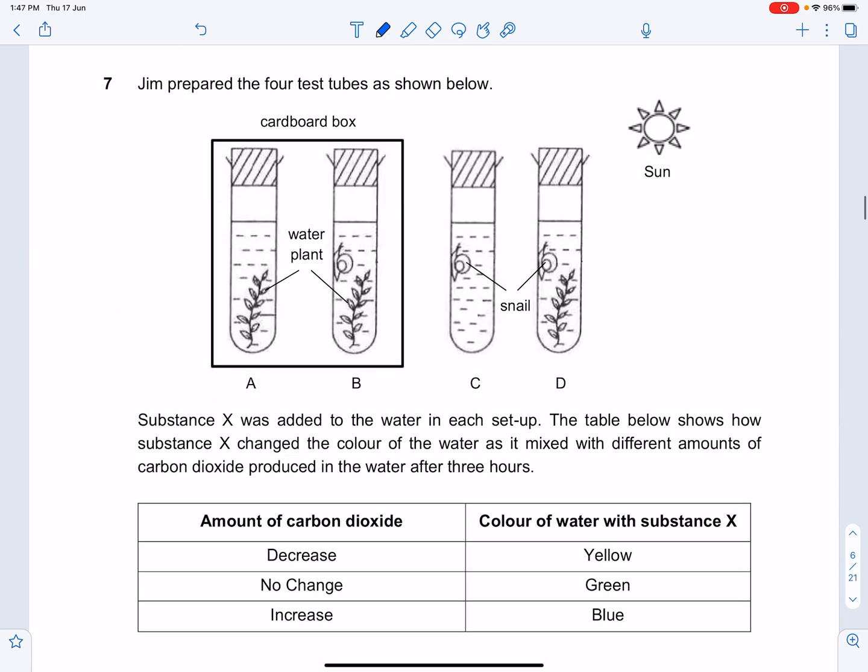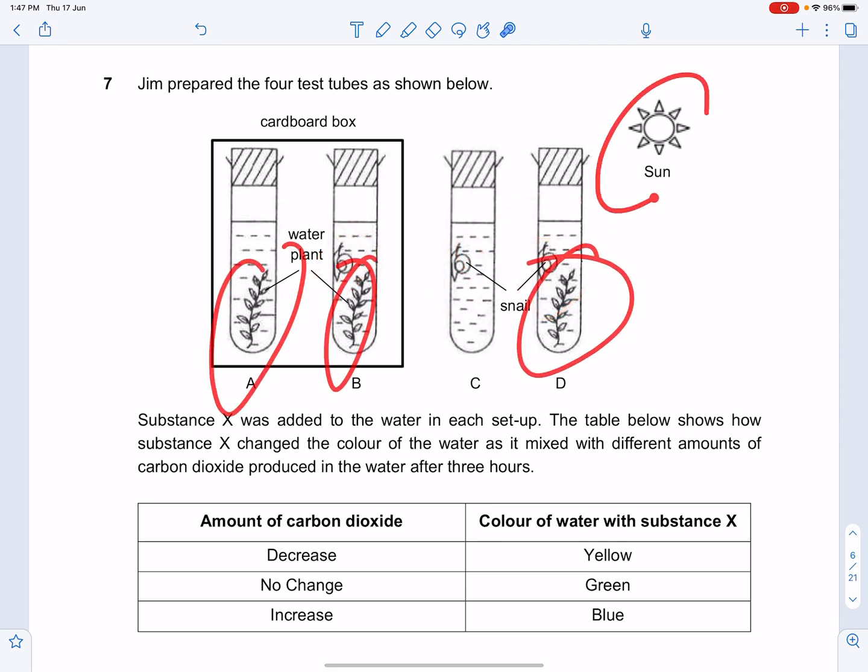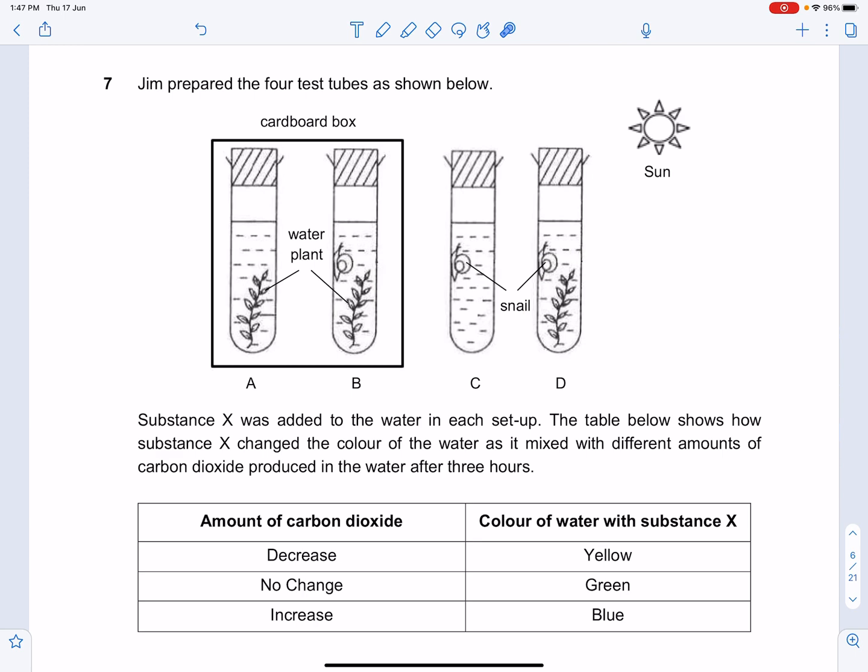Moving on to question 7. Jim prepared the 4 test tubes as shown below. Okay, so once again, probably it's got to do with respiration and photosynthesis. Why? Because I have living things here. That's respiration. And then I've got plants, water plants, and then a sun. So that's photosynthesis. So right off the top, I know it's related to these topics.